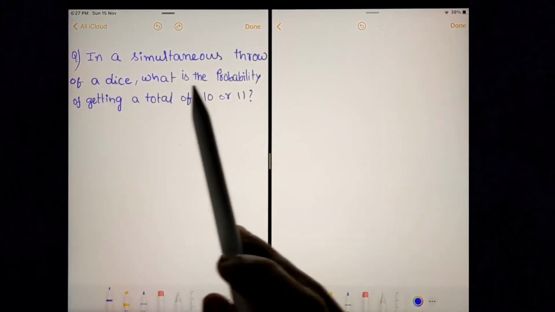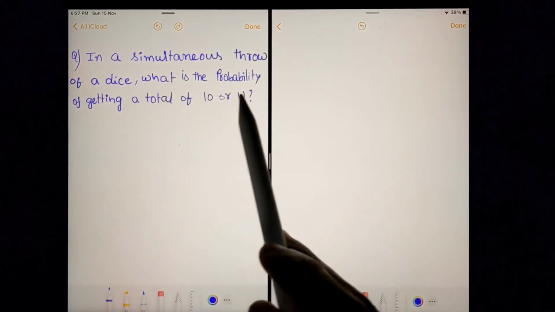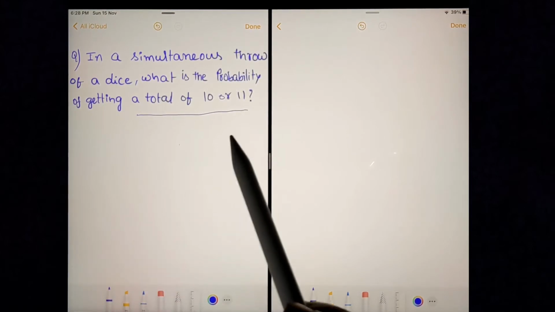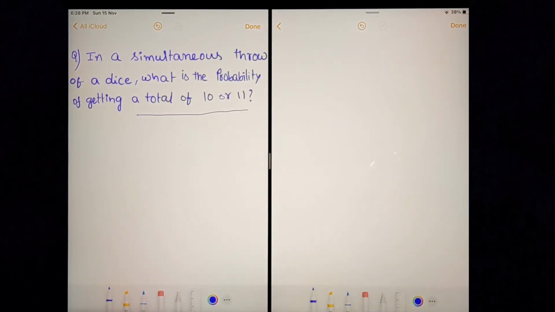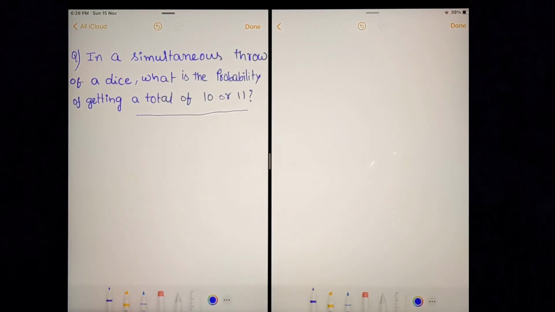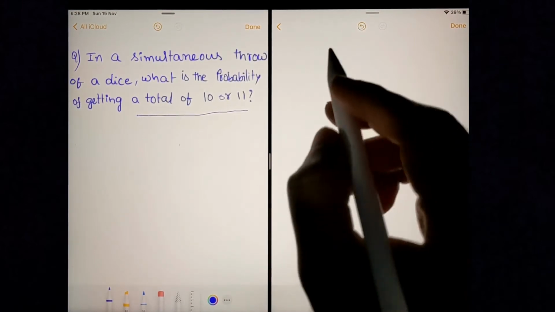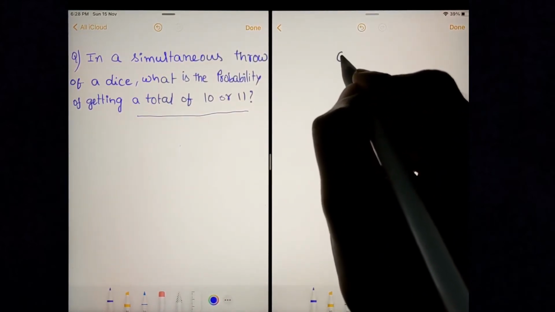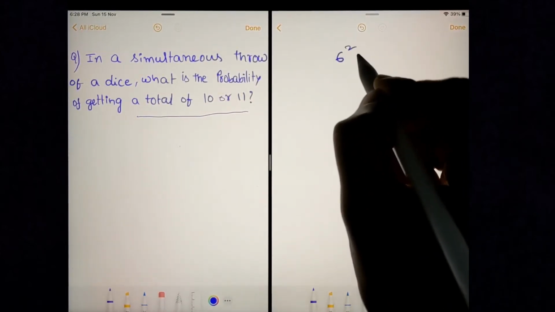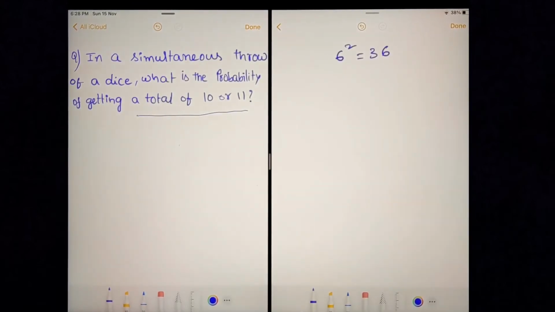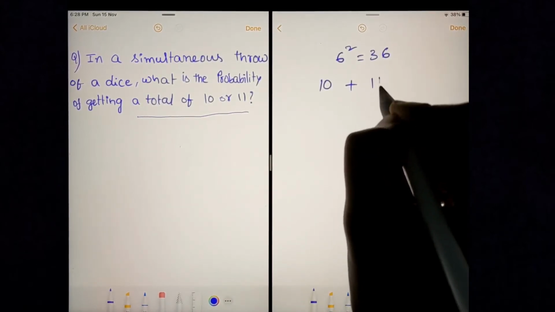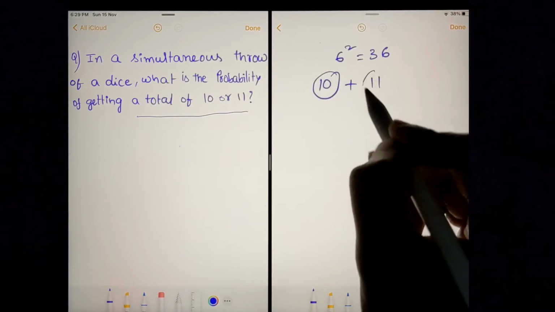Okay, next question is, in a simultaneous throw of a dice, what is the probability of getting a total of 10 or 11? Here we want exact sum. Either it should be 10 or 11. When exact sum is asked, it is better to list down all the possible outcomes. When we throw a dice, possible outcomes are 6, and here dice is thrown twice, so 36 outcomes are there. First we need to calculate outcomes of 10, then we need to calculate outcomes of 11. We need to sum these two outcomes.